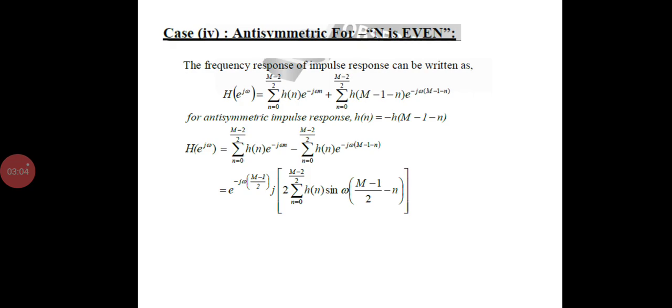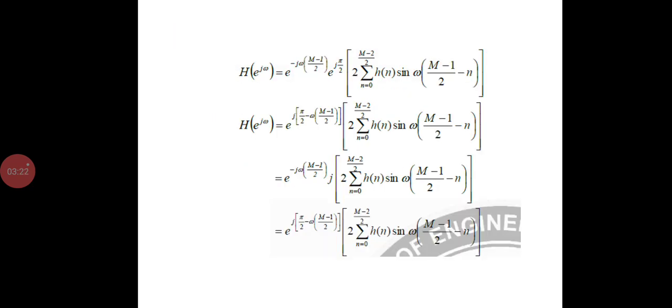The last one is antisymmetric for M even. In this case also, we split the equation into 2 parts, and it is written in such a way that h of n equals minus h of M minus 1 minus n. That is the condition for an antisymmetric FIR filter. After that, we substitute z equal to e to the j omega and simplify, and finally we get the value for magnitude and phase.